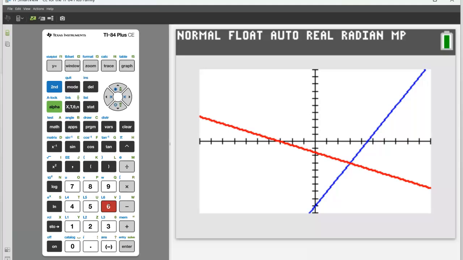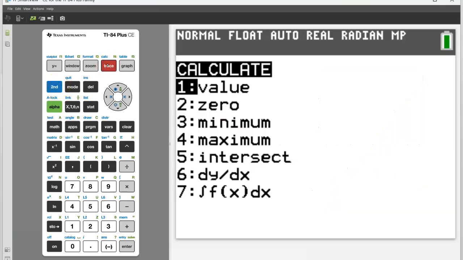Okay, where do you go to find an intersection of graphs? Do you see up here again at the top, lots of good stuff here, there's a button that says trace. Now we don't want trace, but above it, it says calc. There is a menu that does lots of calculations on the graph, and we'll use this quite a bit. To get to it, you have to hit second trace, and you will see this menu. Obviously, we want to find an intersection, which is number 5, so you can either scroll down or you can just hit 5.